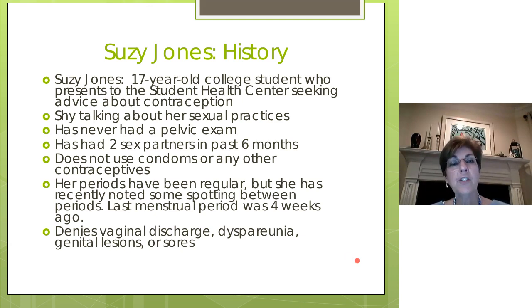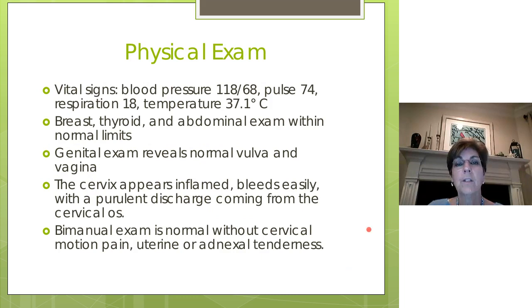Susie is a 17-year-old college student who presents to the health service seeking advice about contraception. She's shy about talking about her sexual practices, has never had a pelvic exam, has 2 sexual partners in the past 6 months, does not use condoms or any other contraception. Her periods have been regular, but she's noted some spotting between periods, and her last menstrual period is 4 weeks ago. And she denies any vaginal discharge, dyspareunia, genital lesions, or sores. Physical exam, normal vital signs, breast, thyroid, and abdominal exam are normal.